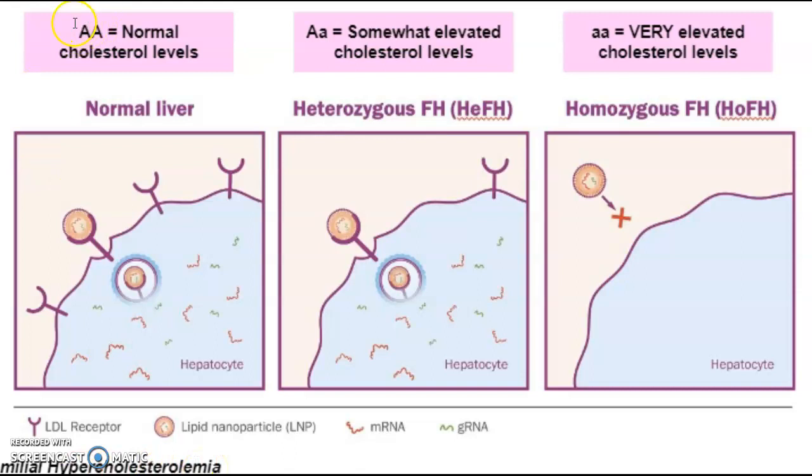And you'll see somebody who's got two big A's, they have normal cholesterol levels because they have this receptor that can bring the cholesterol into the cell where then the cell can get rid of it. Somebody with two little a's has really high cholesterol levels because the cholesterol can't get into the cell where it can then be turned into other stuff. Somebody in the middle has somewhat elevated. Notice they don't have quite as many receptors, and as a result, they do show symptoms of somewhat elevated cholesterol.